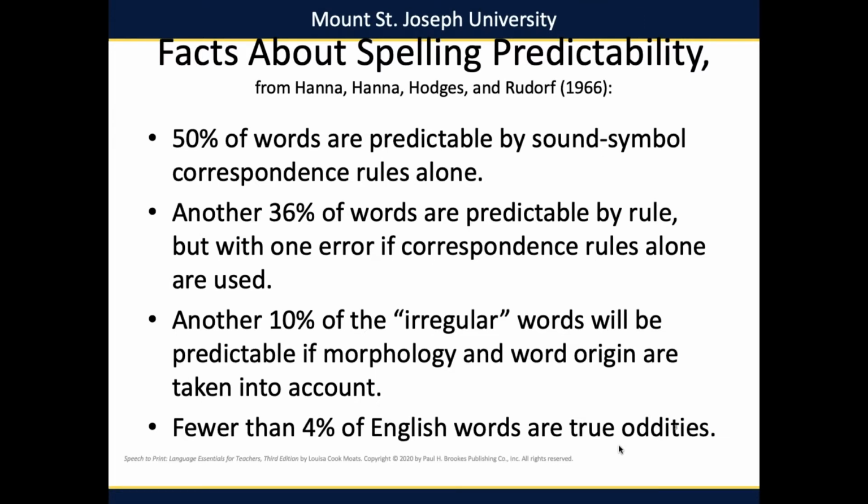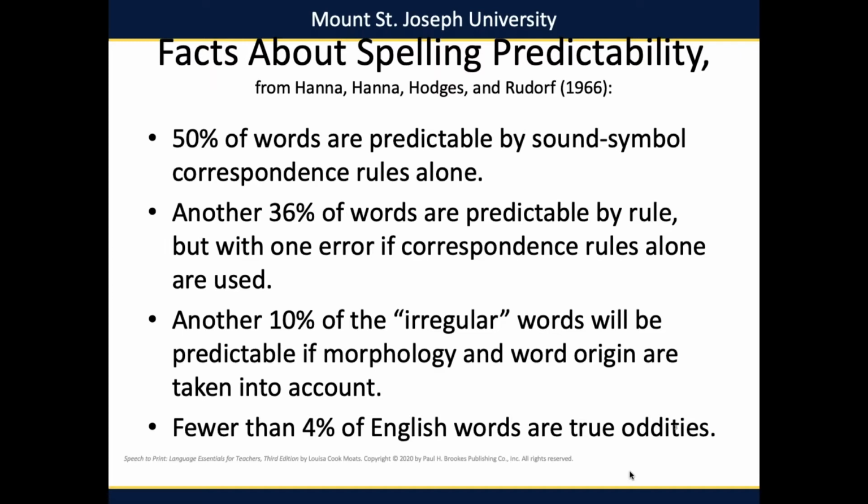Here are some facts from Dr. Louisa Moats' book, Speech to Print, about the predictability of English orthography. 50% of words are predictable by sound symbol correspondence rules alone. So right off the bat, decoding from a basic sound symbol relationship can help students accurately read half of the words in printed English orthography.